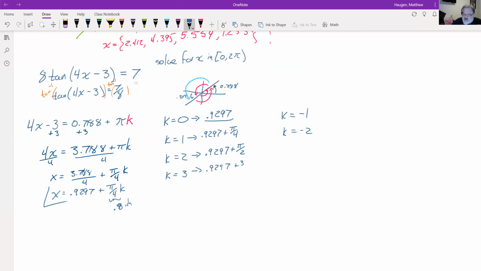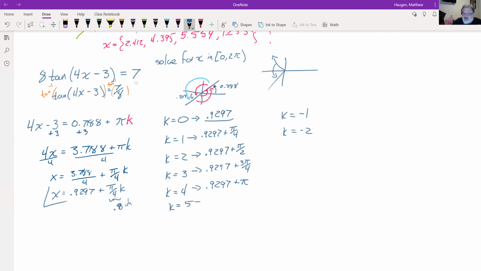0.9297 plus 3 pi over 4. Well, even if we look, where's 3 pi over 4? 3 pi over 4 is right there. Adding 1 radian, that's still going to be well within our first rotation. You could calculate all these, but I like to remind you, you don't have to. So 3.14 plus 0.9, still going to be less than 2 pi, certainly.